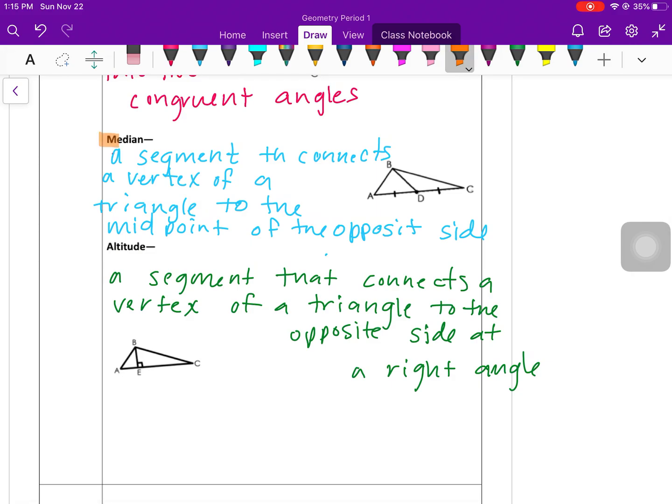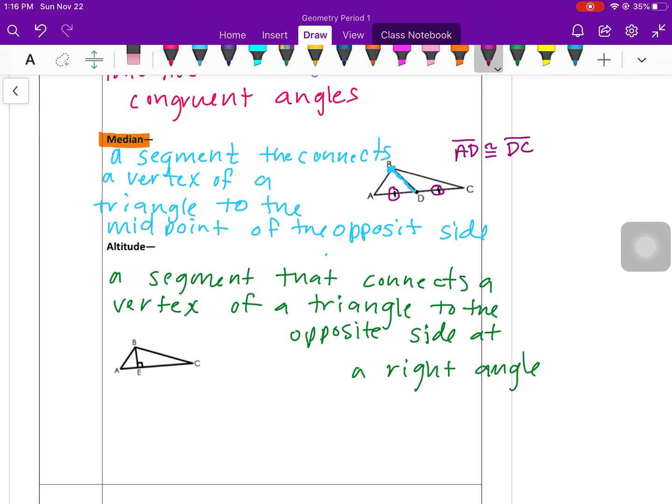What is a median? That is a new vocab word for us. A median is a segment that connects the vertex of a triangle to the midpoint of the opposite side. So in this one, B would be our vertex angle, and we're going to the midpoint of the opposite side, noticing that it splits this line segment into two congruent parts. So AD is congruent to DC.